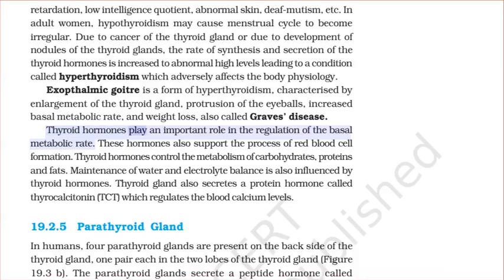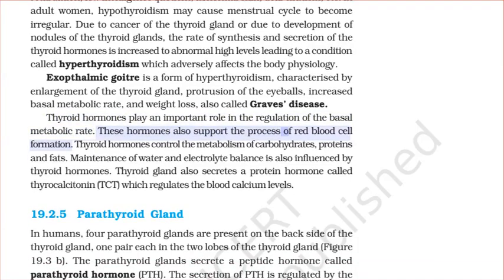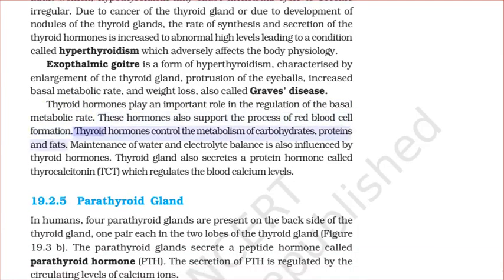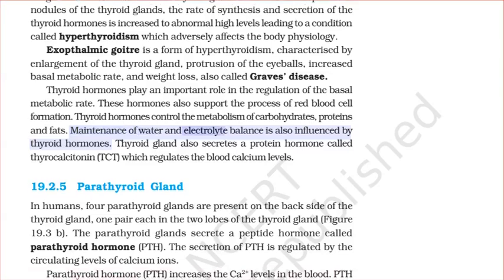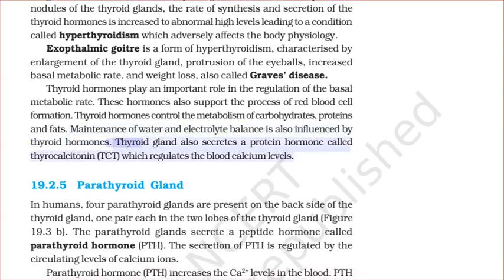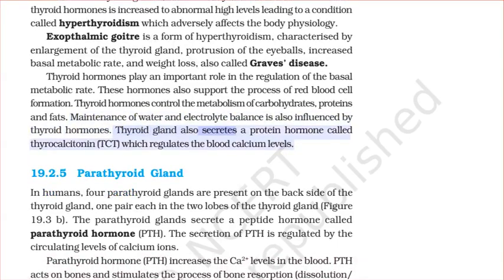Thyroid hormones play an important role in the regulation of the basal metabolic rate. These hormones also support the process of red blood cell formation. Thyroid hormones control the metabolism of carbohydrates, proteins, and fats. Maintenance of water and electrolyte balance is also influenced by thyroid hormones. The thyroid gland also secretes a protein hormone called thyrocalcitonin, TCT, which regulates the blood calcium levels.